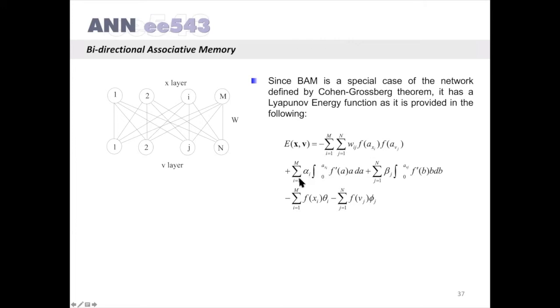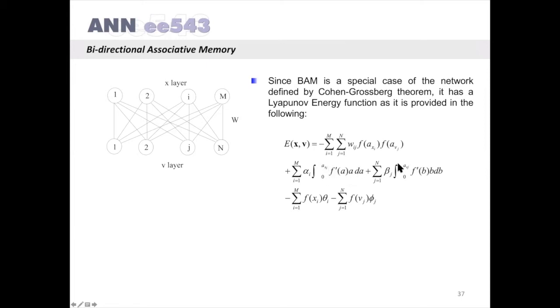Plus the sum from i equals 1 to m, for each neuron here, alpha i multiplied by the integral of the derivative of the output function at point a, multiplied by a da. This is the integral term in the energy function. Here we have an integral from 0 to the current activation value of that neuron.